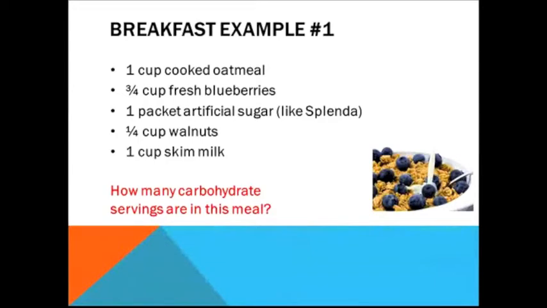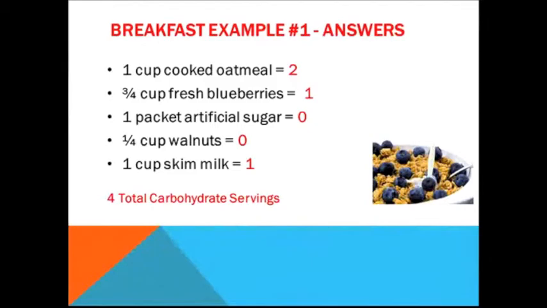So Blue Ridge, talk to us about this breakfast. 1 cup of cooked oatmeal is 2. Blueberries is 1 serving. The walnut should be a protein, so none. And the milk is 1. So we came up with 4. Excellent. Right on all counts.